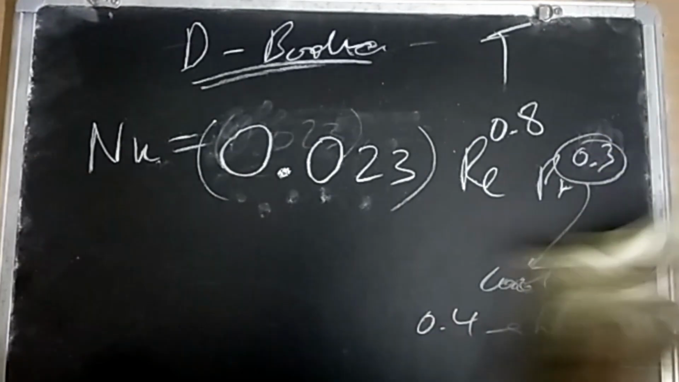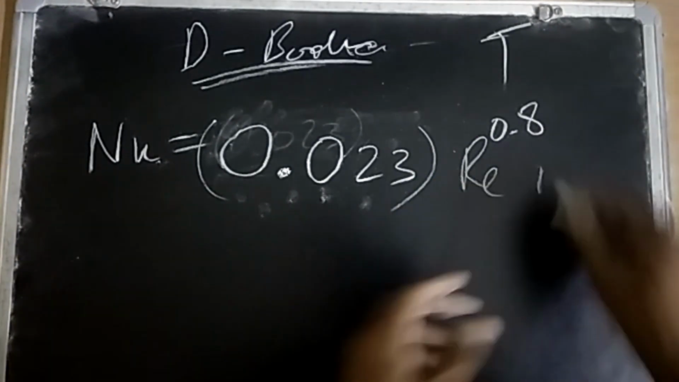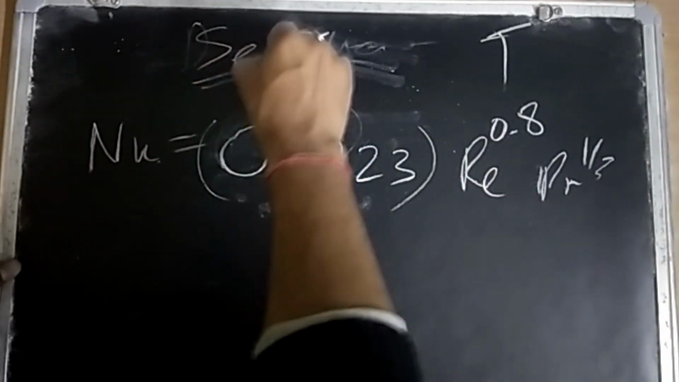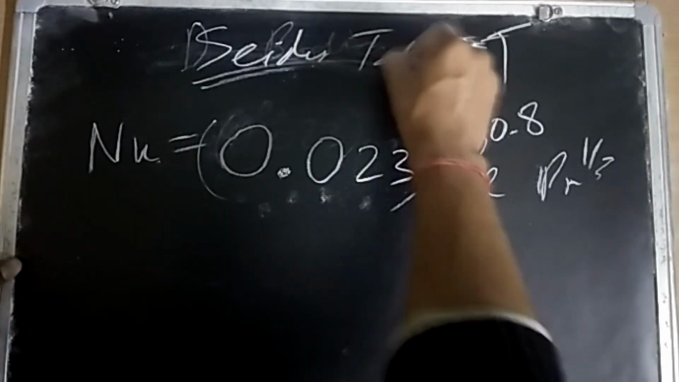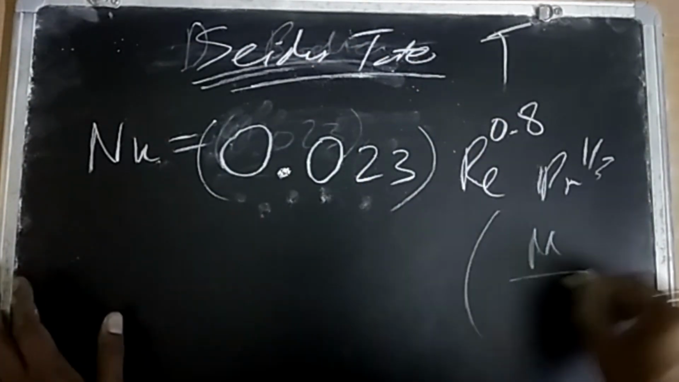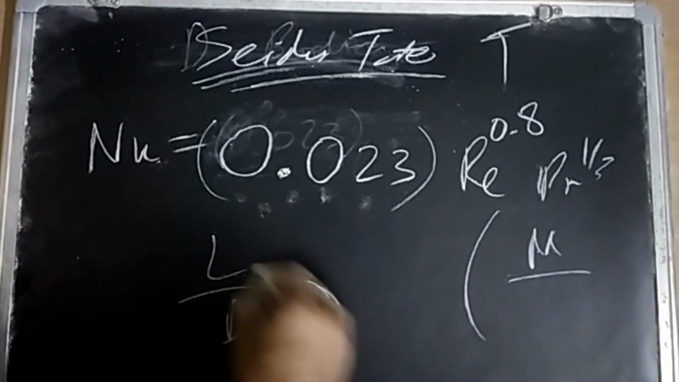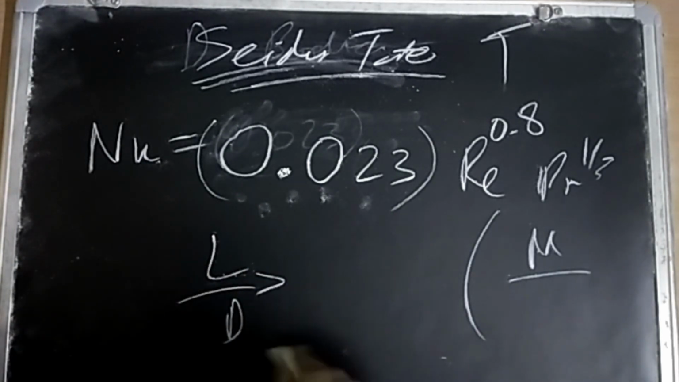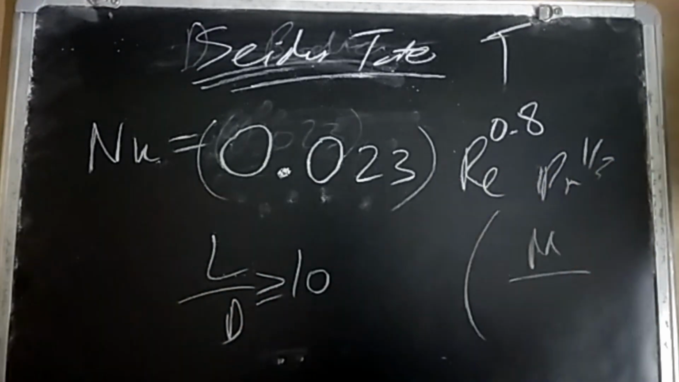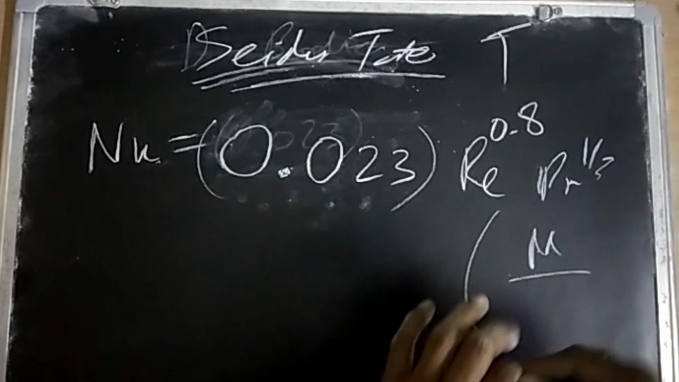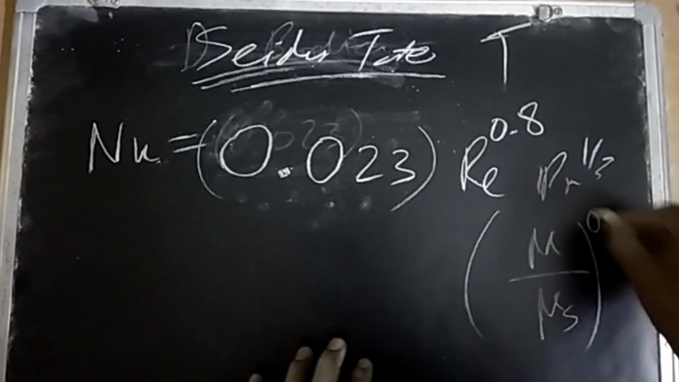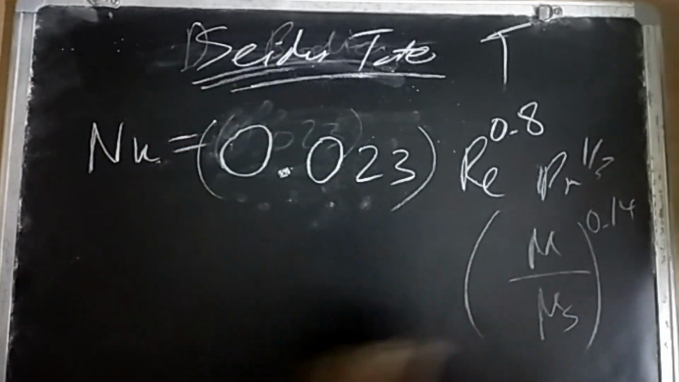Okay, with the same thing, let's say 1 upon 3 we take, there is the same thing, see the Sieder-Tate correlation, the same thing is there, just mu upon, and also L by D ratio, length upon diameter ratio, should be greater than or equal to 10. Remember this just in case something like this is asked. So mu upon mu s to the power 0.14. This is Sieder-Tate. Mu upon mu s is also there.